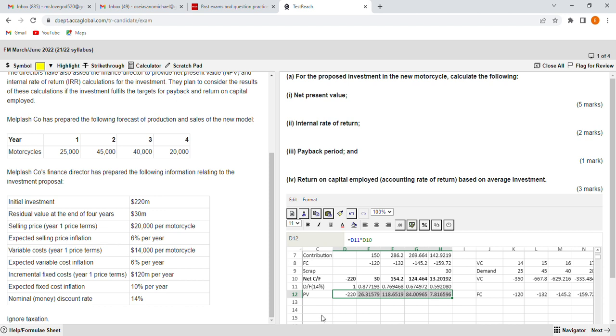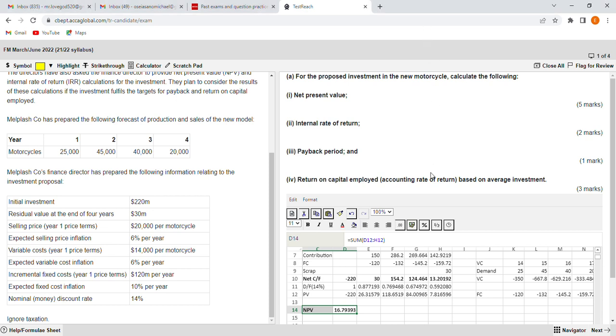So our NPV is equal to the sum of all the cash flows. So from year 0 to year 4, you close the bracket, you press enter. So this is our NPV, 16.79. Very simple, very simple. So we have our first 5 marks.